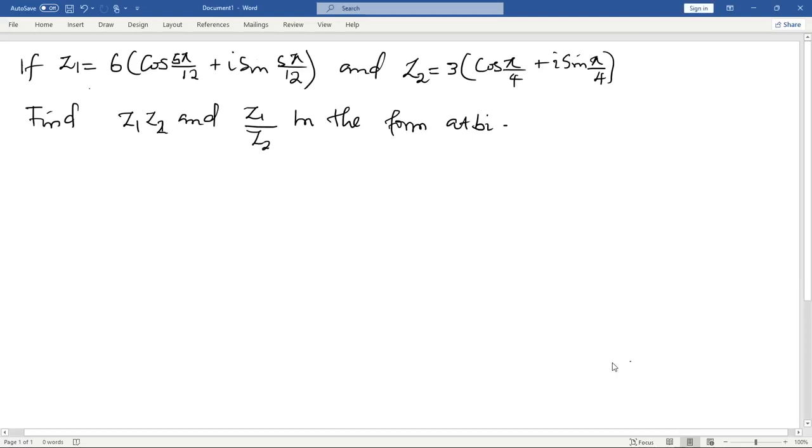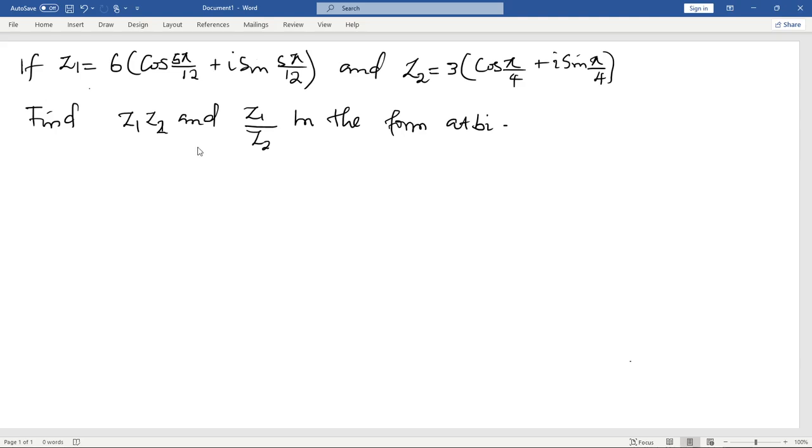If z1 is equal to 6(cos 5π/12 + i sin 5π/12), and z2 is equal to 3(cos π/4 + i sin π/4). Find z1 multiplied by z2, and z1 divided by z2, in the form of a + bi.